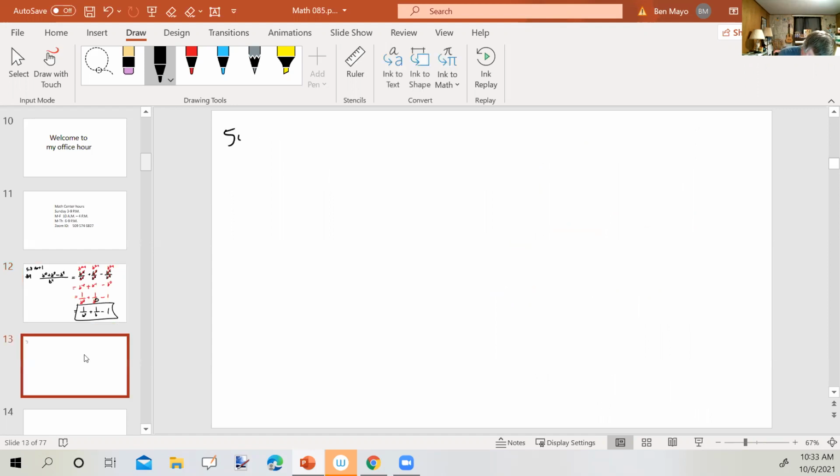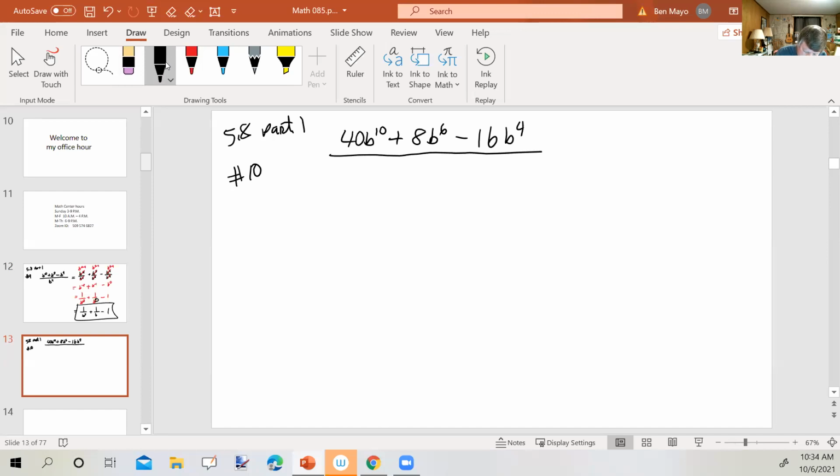Okay, continuing in 5.8 part 1. This is problem number 10. Divide the polynomial by the monomial. Simplify your answer completely. So very similar to the one we just did. 40b to the 10th power plus 8b to the 6th power minus 16b to the 4th power, the whole thing divided by 8b squared.